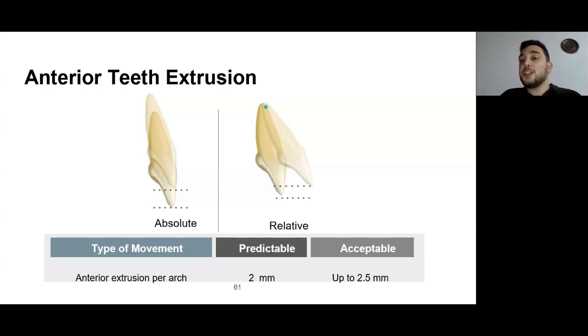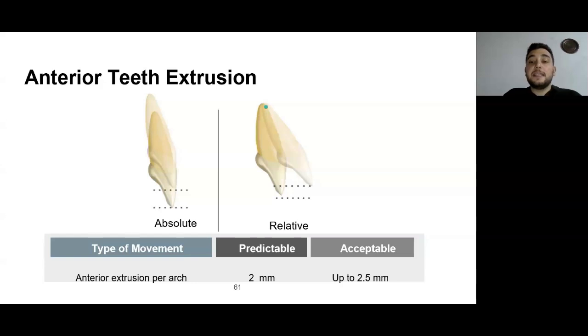So extrusion and retraction are always favorable movements. Whenever you see a treatment setup where the anterior teeth are being retracted and extruded, these are synergistic movements that happen together, and they can be coupled together predictably. While absolute extrusion, and the same goes for absolute intrusion, by the way, is a more difficult type of movement when we are trying to intrude or extrude the tooth in place.